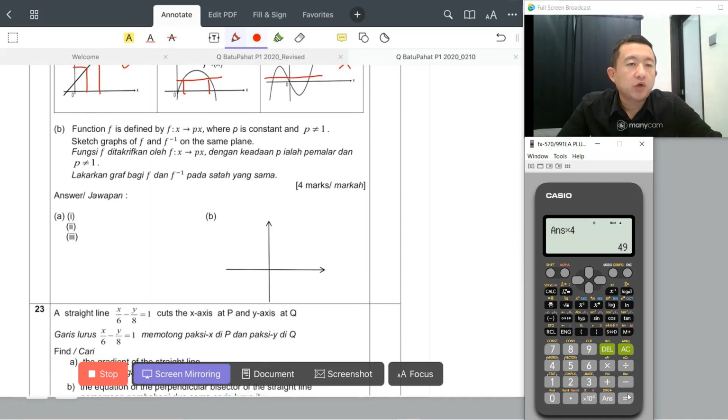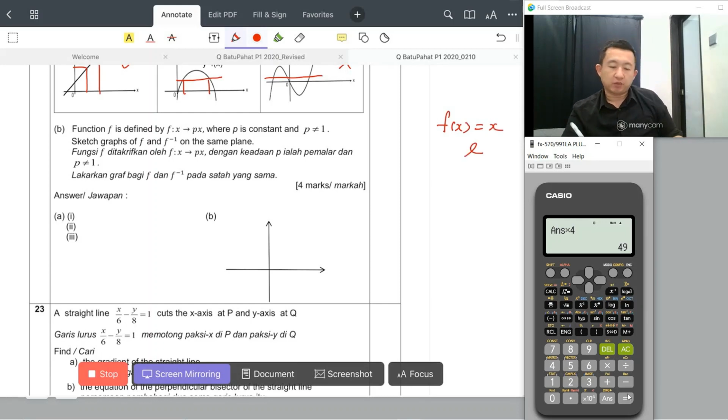Part B, function f is defined as f(x) equals p to the power x. So p cannot be 1, meaning f(x) equals x. That is not the case because p cannot be 1. So that is not the case. Sketch the graph of the function on the same plane. So let's say it is not 1. Can it be 2?